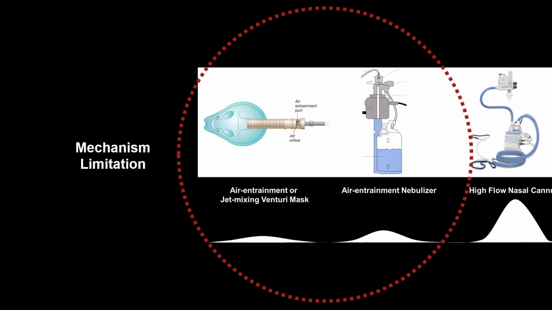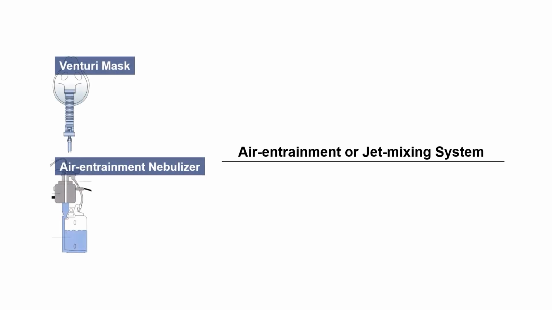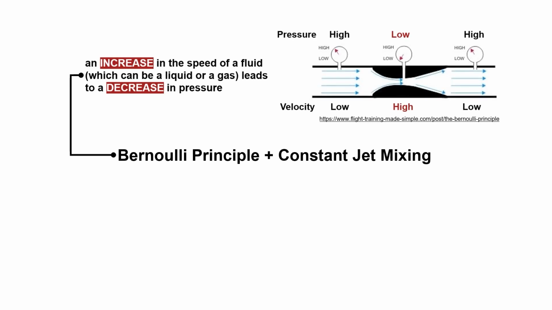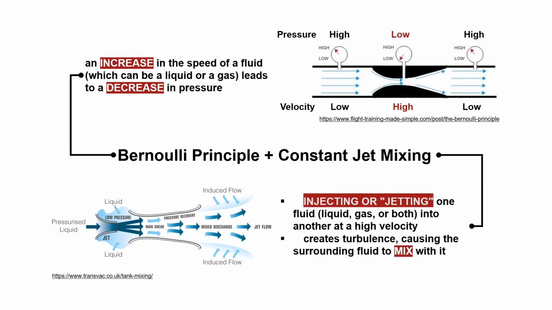a clinical setting. The basic mechanism of the Venturi Mask and Air-entrainment Nebulizer is the Air-entrainment or jet mixing system. This utilizes the Bernoulli principle and constant jet mixing. The Bernoulli principle states that as the velocity of a liquid or gas increases, the pressure around it decreases. Thus, as a liquid or gas passes through a narrow space and its velocity increases, the pressure decreases. Constant jet mixing refers to the phenomenon where, when a liquid or gas is injected at a high flow, turbulence forms causing the surrounding liquid or gas to mix.